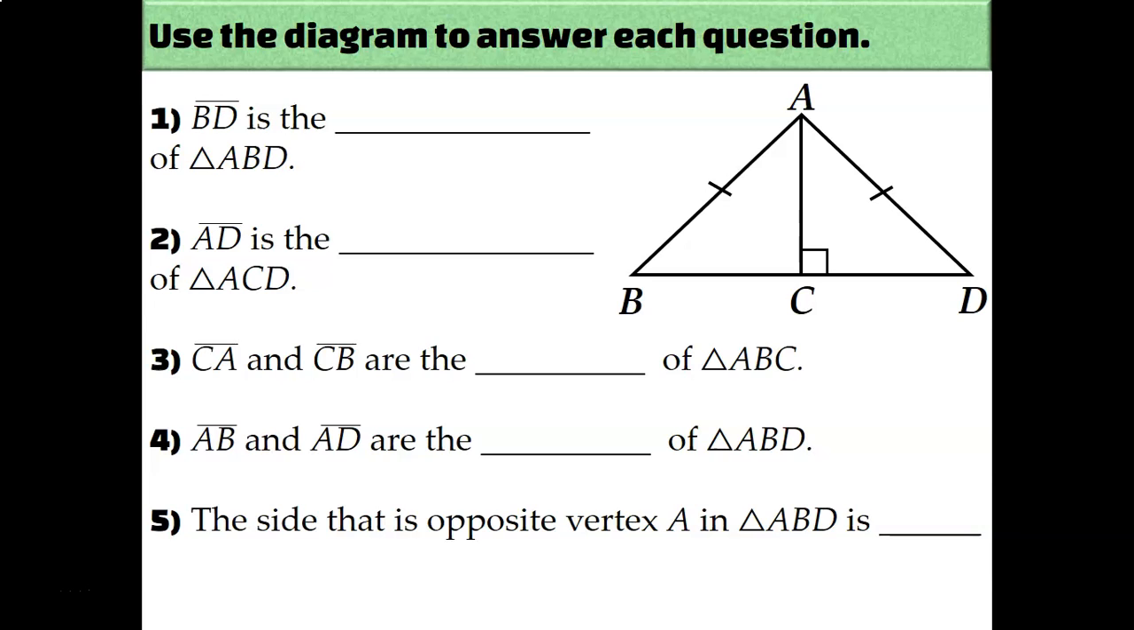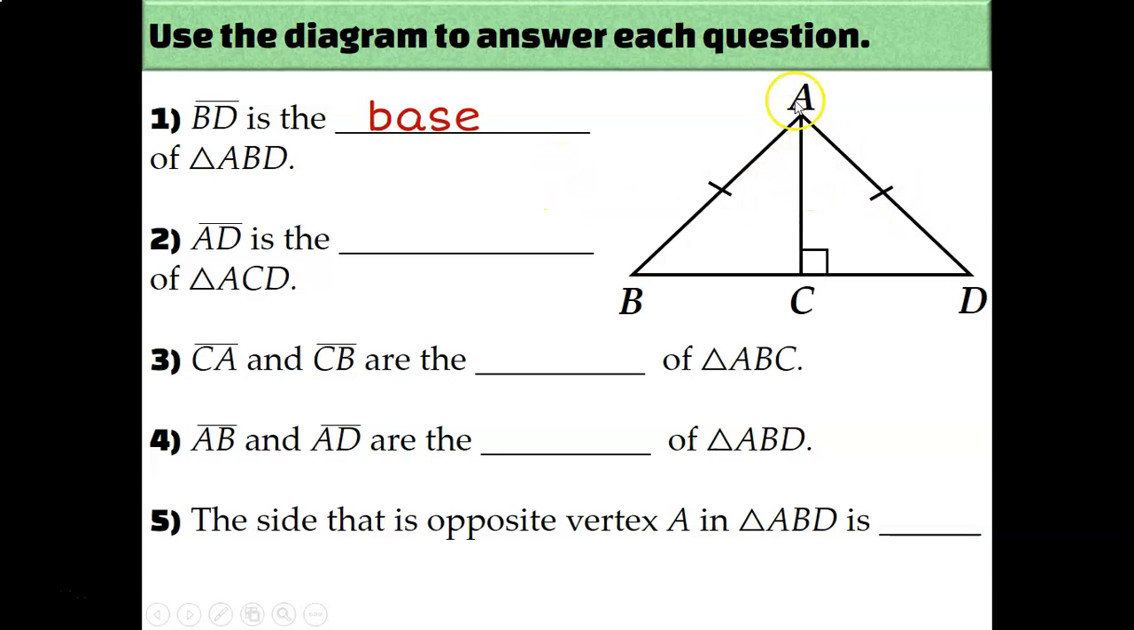So let's look at a few examples and identify what part of a triangle we're looking at. Number 1, BD is the something of triangle ABD. Well, triangle ABD is this one, the entire triangle. So I'm going to forget about C and this right angle inside of the triangle. I really just want to focus on the whole thing. BD is this side. Now looking at triangle ABD, it's isosceles because it has two congruent sides. And BD is the side that's not congruent to the other two, so we would call that a base.